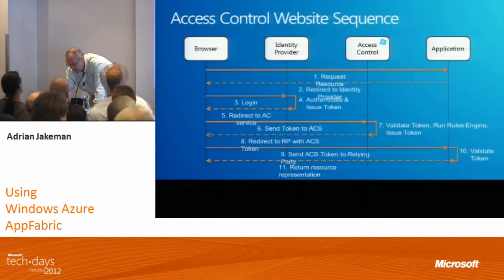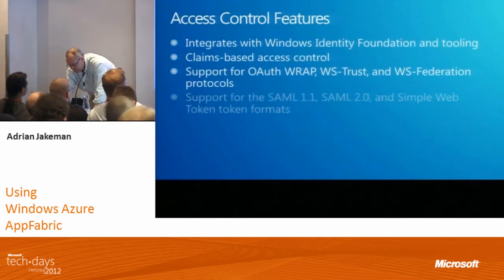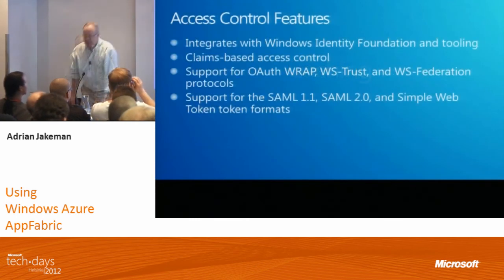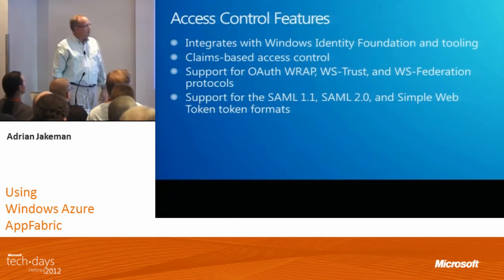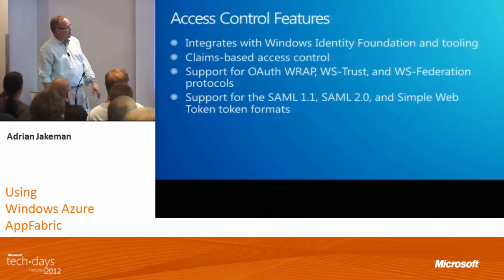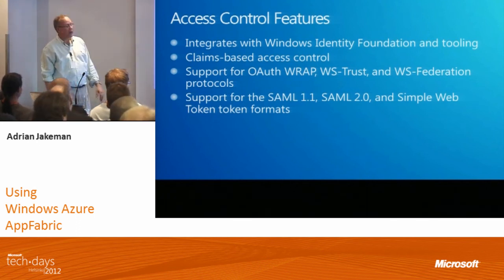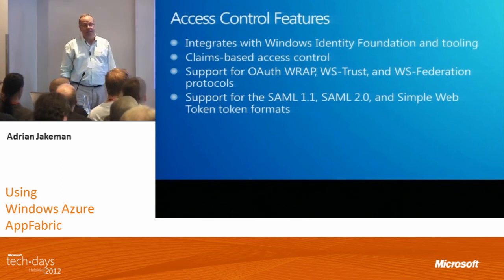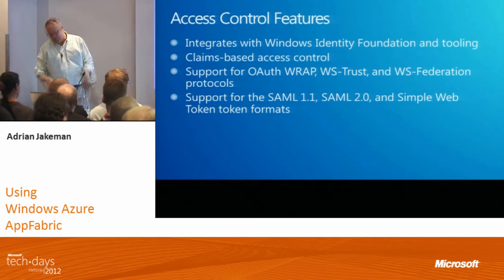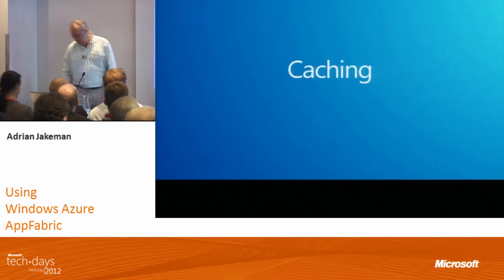Okay, so access control sits with all of the different types of SAML tokens you might use. You can use things like OAuth, WS Trust, Federation. Integrates nicely with Windows Identity Foundation. Integrates with ADFS. Yeah, all of those kinds of levels of support for you.